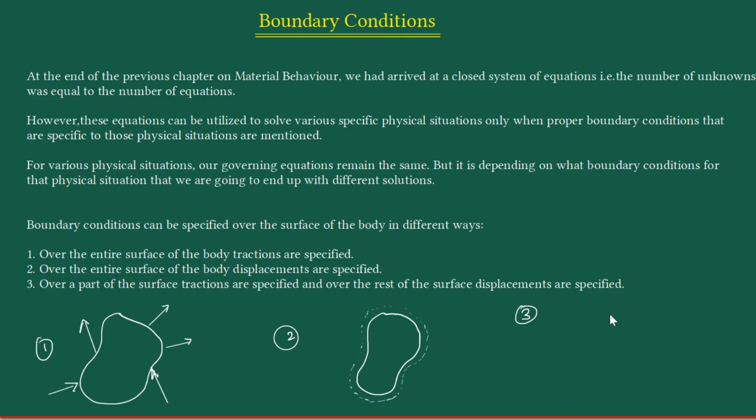And number three, we have this general body such that over a certain part of the surface, maybe from this part to this part, we have the specification of tractions like this. Over this entire part, represented by this double line, I have the specification of the tractions, and over the rest of the body I have the displacements specified. Again this dashed line represents the displacement. So this is the third case. That's how it is represented diagrammatically.